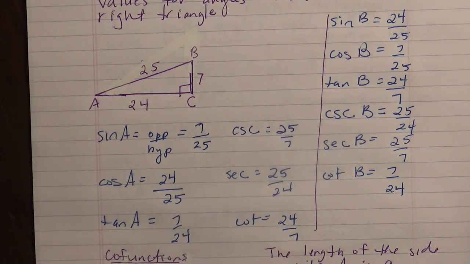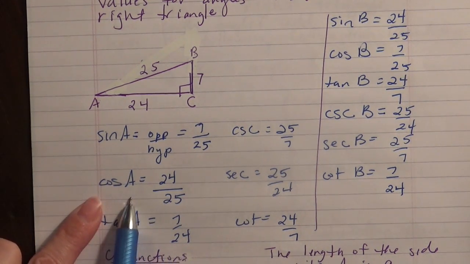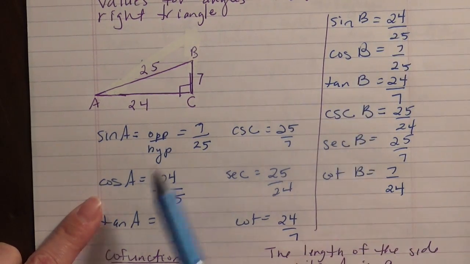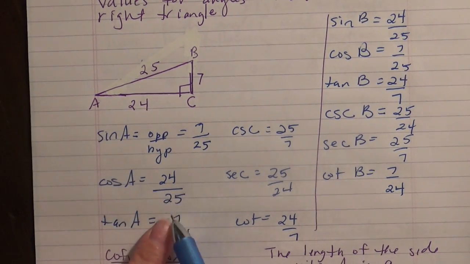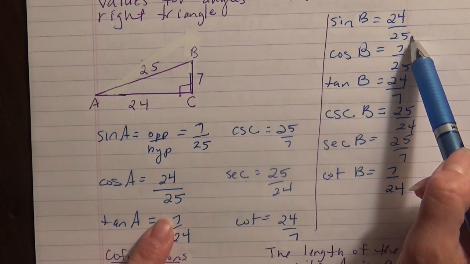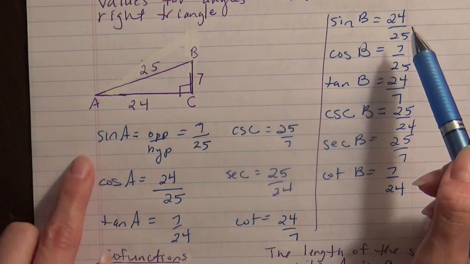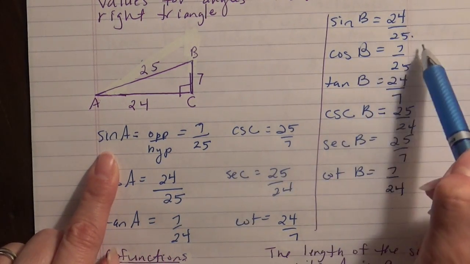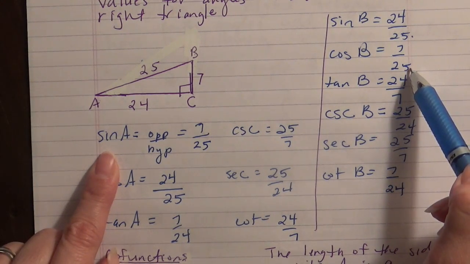Now in the problem that we just did, I'd like you to take a look at something. Let's look at cosine of A and sine of B. Cosine of A was 24/25. Sine of B was also 24/25. What about sine of A and cosine of B? Sine of A was 7/25. Cosine of B was 7/25.